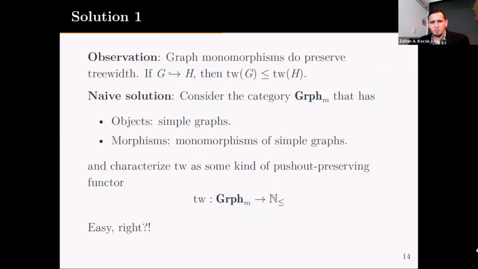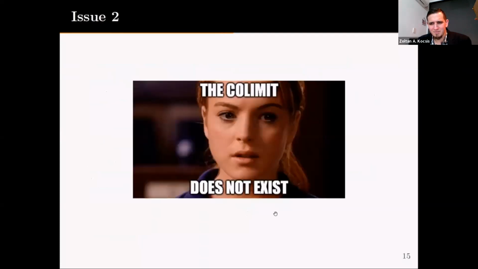Okay, well, you say, but this issue has a rather obvious solution. Arbitrary homomorphisms do not preserve Treewidth, but monomorphisms certainly do. If G is a subgraph of H, then the Treewidth of G is less than or equal to the Treewidth of H. So we think we just pass to the category of graphs and monomorphisms, graph M. Objects are graphs, morphisms are monomorphisms of graphs. And we'll just characterize Treewidth as some kind of push-out preserving functor from this category graph M to the poset of natural numbers. And yeah, it doesn't quite work like that.